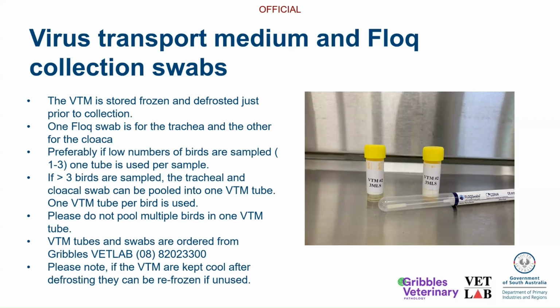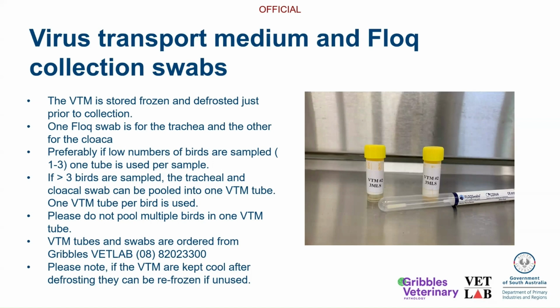In addition, the sensitivity, the ability of the test to be able to detect true positive birds, is decreased once you start pooling. In the case of what we call an index property, in other words, this is your first investigation, we want to maximize the chance of detection, even if there's only low levels of the virus. So one bird, one tube.